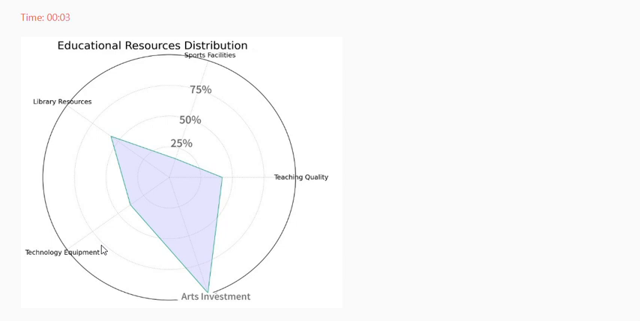The chart in front of me represents educational resources distribution among sport facilities, teaching quality, art investment, technology equipment, and library resources. From the image, I can see that art investment is around 100%, whereas library resources takes 50%. The lowest contribution is for teaching quality, which is 25%. Overall, the image gives me a lot of information.